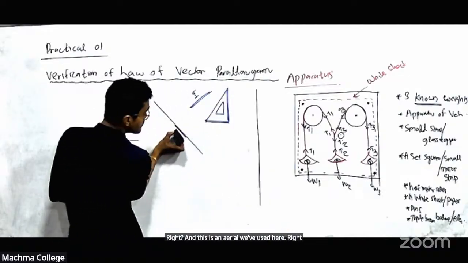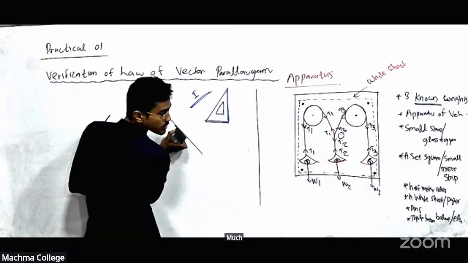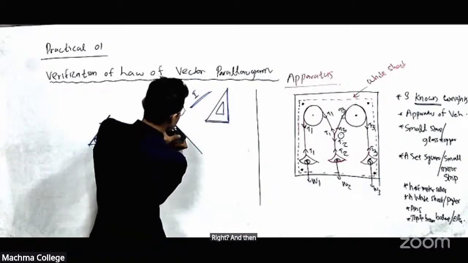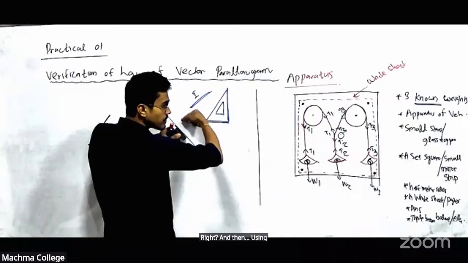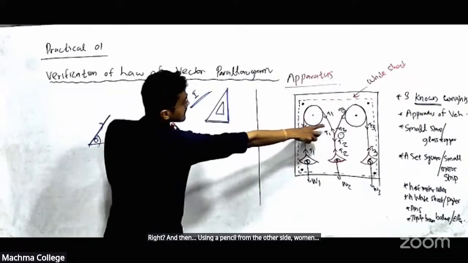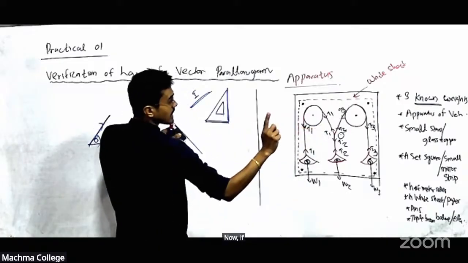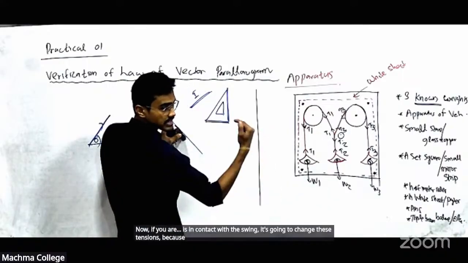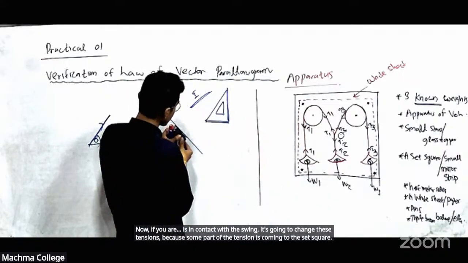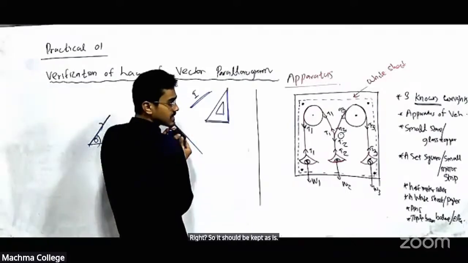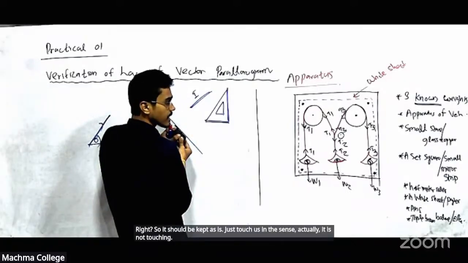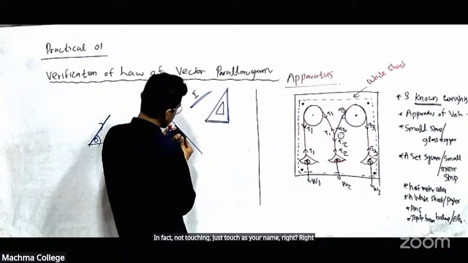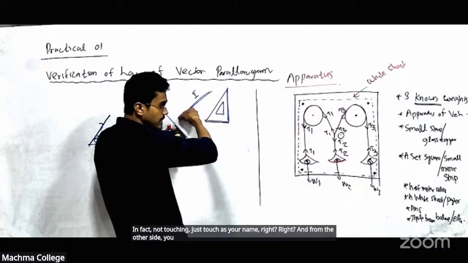Right? And we are taking it much closer to the string as it just touches the string. Right? And then using a pencil from the other side, make a contact. Now if your set square is in contact with the string, it's going to change these tensions because some part of the tension is coming to the set square. Right? So it should be kept as it just touches, in the sense actually it is not touching. Just touches. Right? And from the other side, you can use a pencil and draw that line.